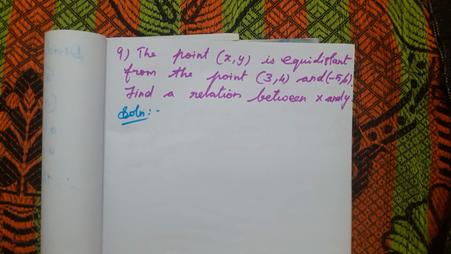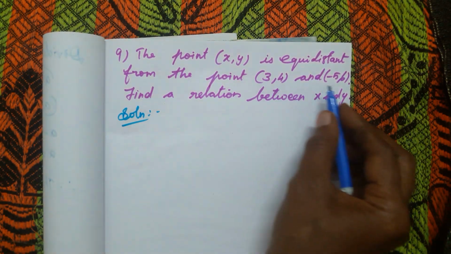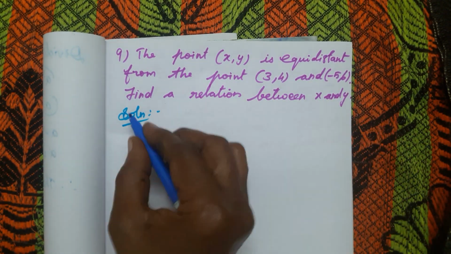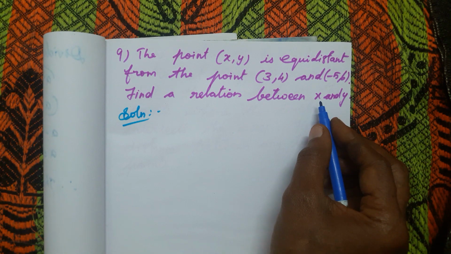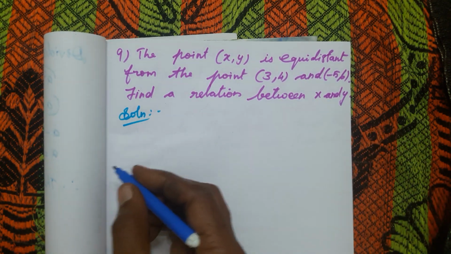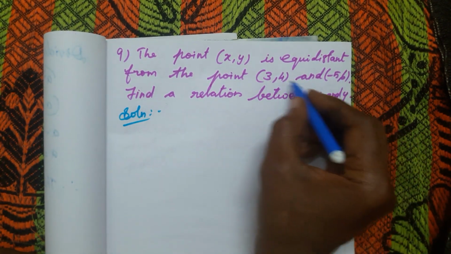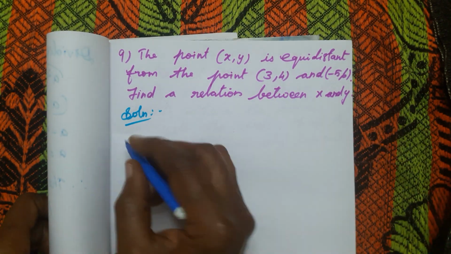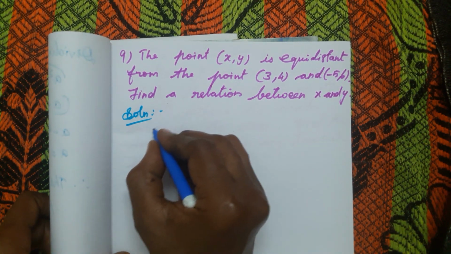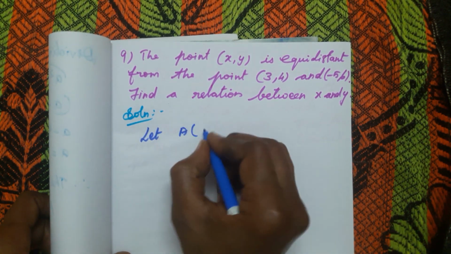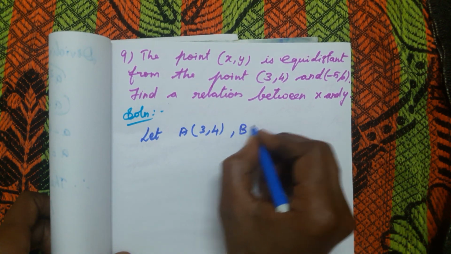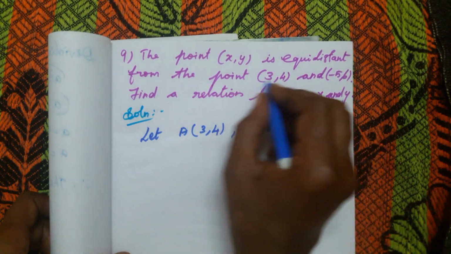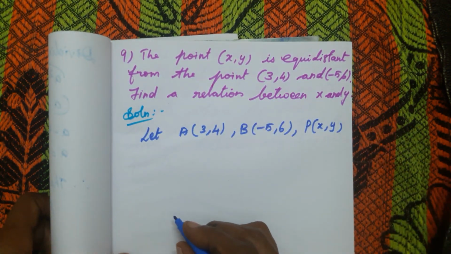Now I am going to explain the ninth problem. The point x comma y is equidistant from the points 3 comma 4 and minus 5 comma 6. Find the relationship between x and y. Taking the points, let A be 3 comma 4, B be minus 5 comma 6. Next P is x comma y. I am taking three points like this.